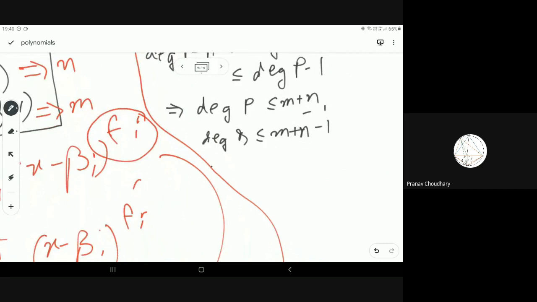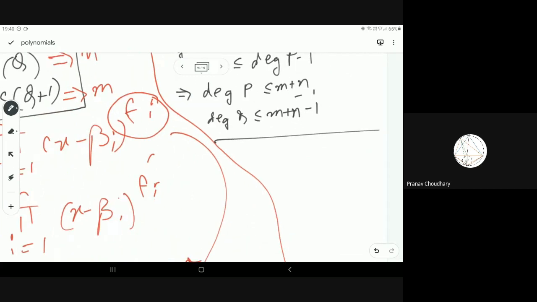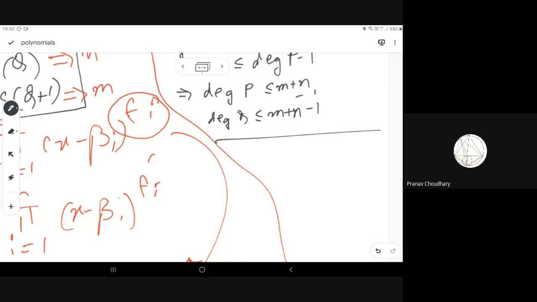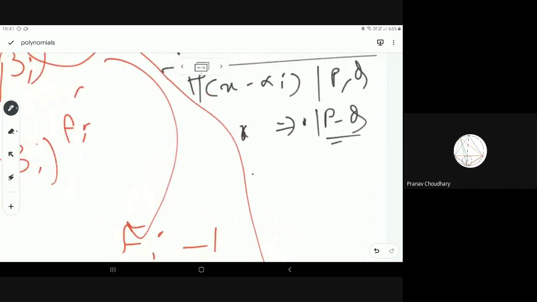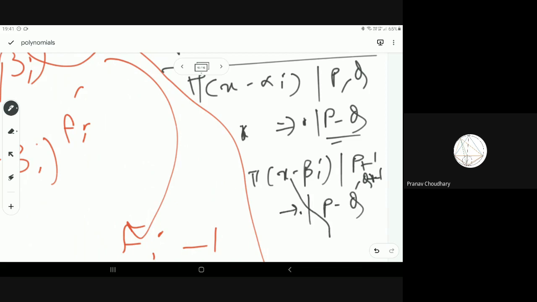So now we try to establish another inequality such that this gets contradicted somehow, right? Note that the product of (x minus alpha i) divides both p and q, right? So it must divide p minus q. Also, each (x minus beta i) must divide p plus 1 and q plus 1, so it must also divide their difference, that is p minus q. Once again, we have two factors of p minus q.